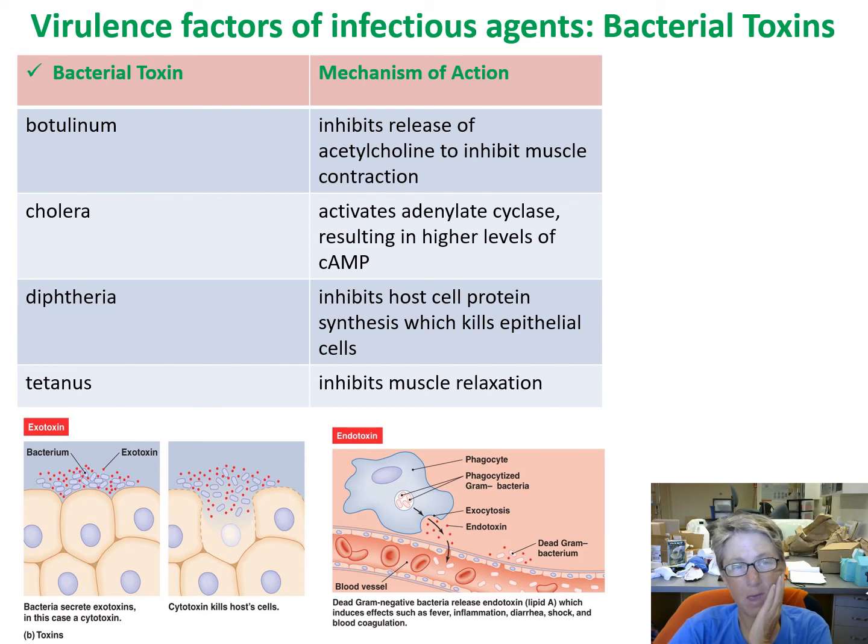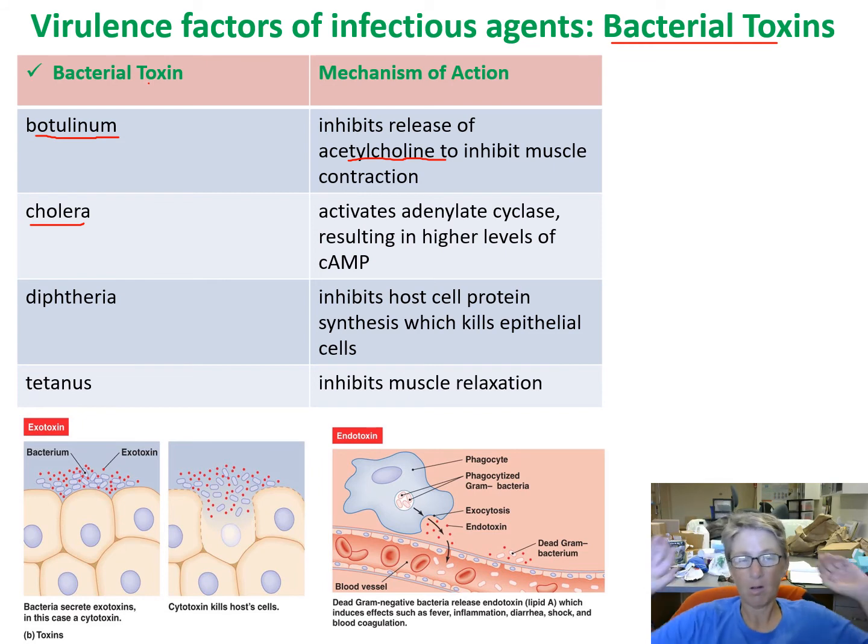Okay, so another table I made of bacterial toxins. The bacterial toxin of interest is botulinum. Botulinum toxin inhibits the release of acetylcholine at the neuromuscular junction. Maybe you remember that from 202. It inhibits muscle contraction. Bacteria release the cholera toxin, and you don't have to know this, but it activates adenylate cyclase, resulting in higher levels of cyclic AMP, and this leads through a bunch of cool biochemistry and cell biology to super diarrhea, and you lose a lot of fluids and you die.